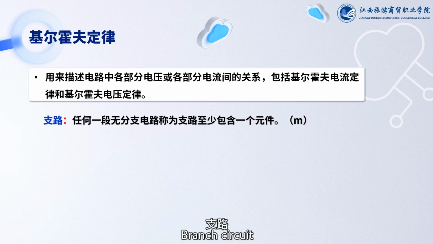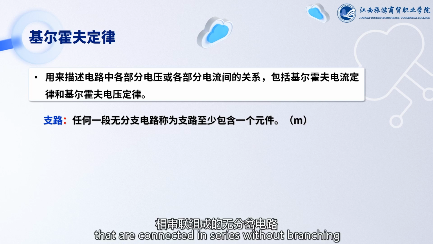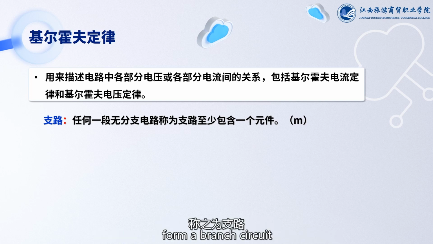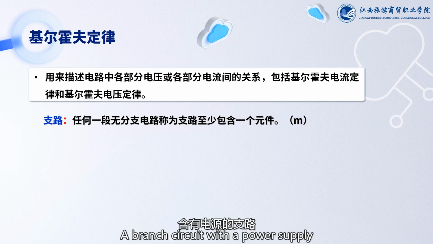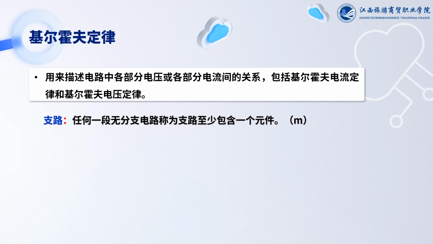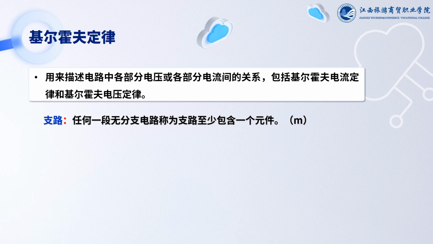Branch circuit: one or several two-terminal elements that are connected in series without branching form a branch circuit. On the same branch circuit, the current passing through each element is the same. A branch circuit with a power supply is called an active branch circuit, while a branch circuit without a power supply is called a passive branch circuit.